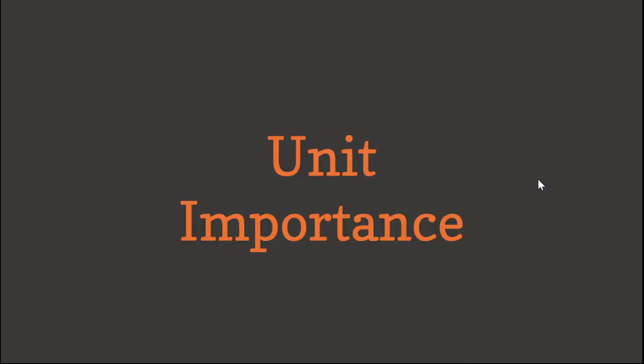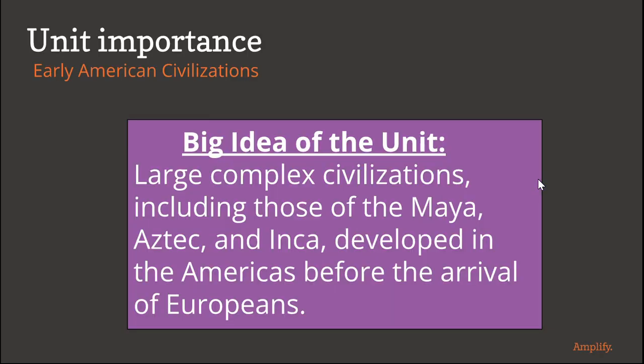Let's begin by grounding ourselves in the importance of what students will learn in this unit. The big idea of this unit is that large, complex civilizations, including those of the Maya, Aztec, and Inca, developed in the Americas before the arrival of Europeans. This unit orients students to the geography, climate, flora, and fauna of the Americas. It also presents an overall history and timeline highlighting the rise and fall of the Maya, Aztec, and Inca civilizations. In addition, the unit describes innovations and discoveries of the Maya, Aztec, and Inca, and features myths from these ancient civilizations.